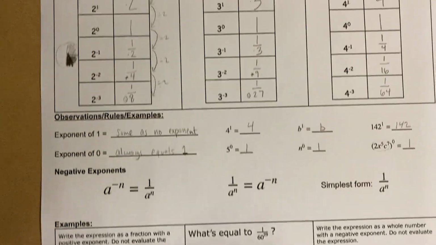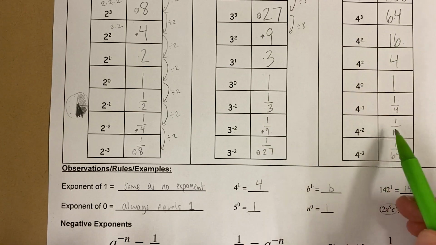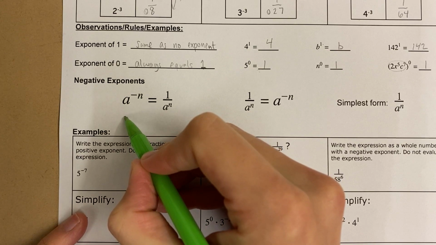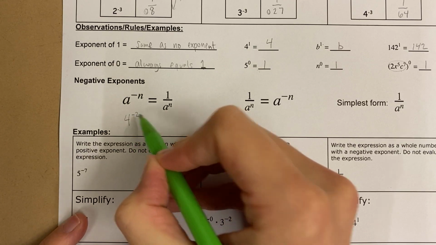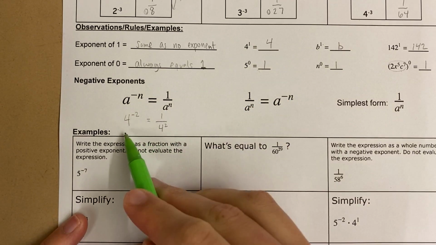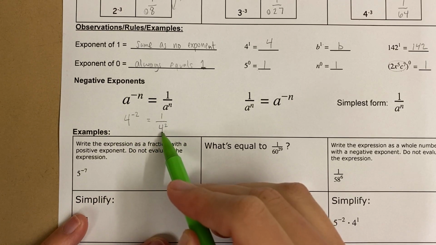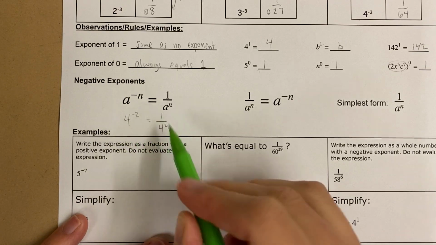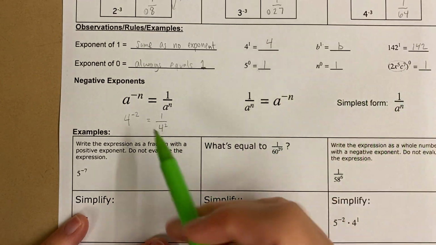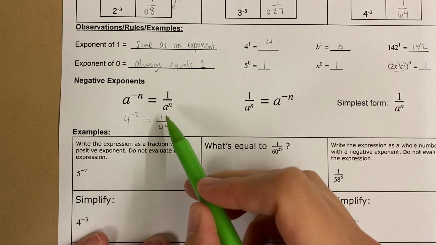So here is the rule, and here's what we observe, right? Like here's 4 to the second is 16. 4 to the negative second is 1 over 16. So what we see is, if I have 4 to the negative second, that's the same as 1 over 4 to the second, right? This became 1 over positive 16, right? And notice in this example, we're not talking about any negative numbers, we're just talking about negative exponents here, okay? So this is kind of the rule.